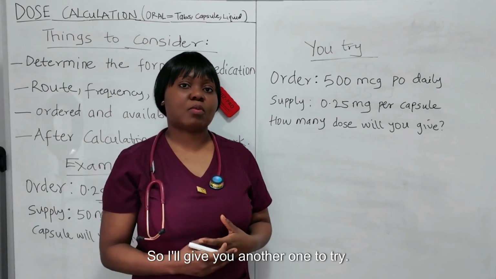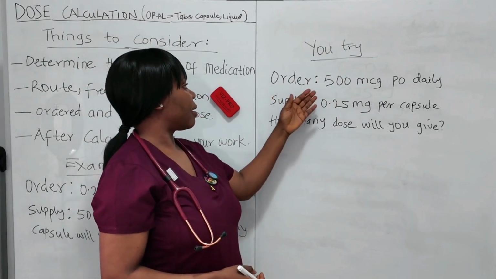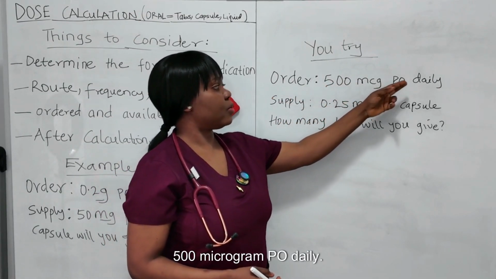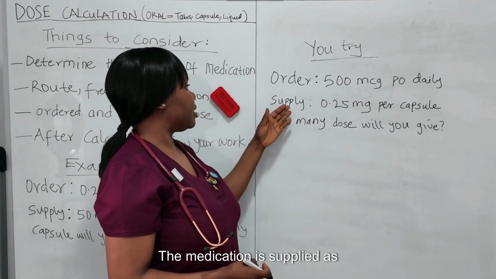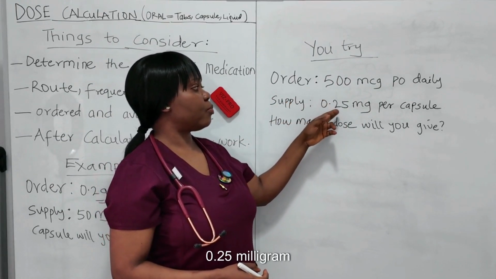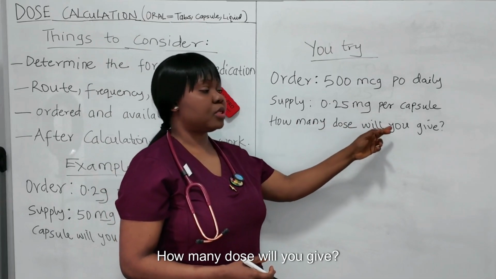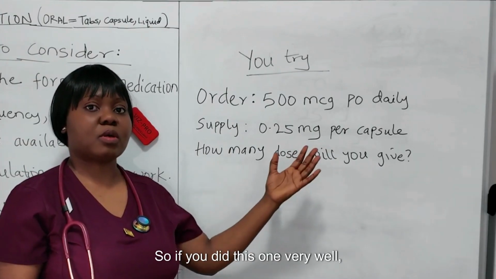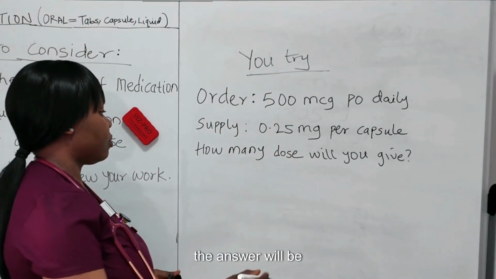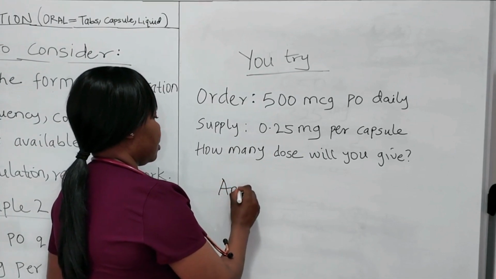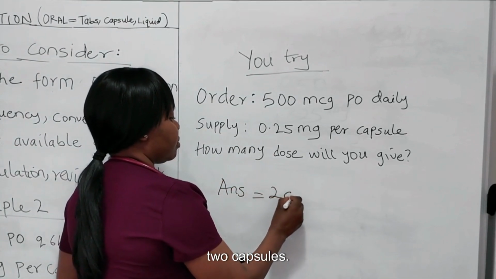So I'll give you another one to try. Order 500 microgram PO daily. The medication is supplied as 0.25 milligram per capsule. How many capsules will you give? If you do this one very well, the answer will be 2 capsules.